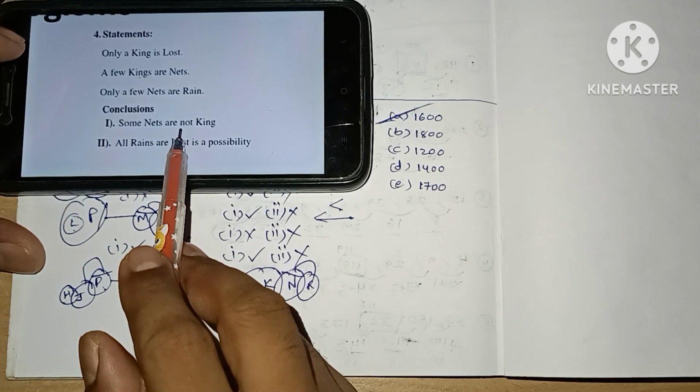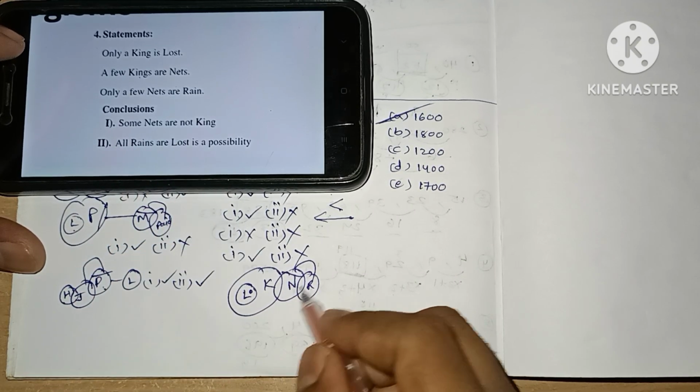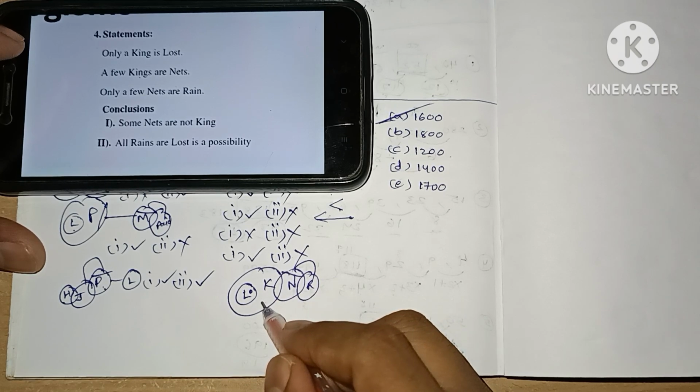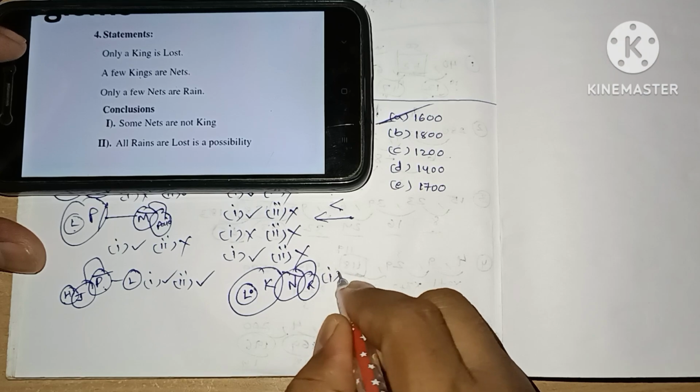So we check here we see not here. So we check all net can be king. All net can be placed inside king. Yes, it is possible. All case possible means some not case will be false. First conclusion will be false.